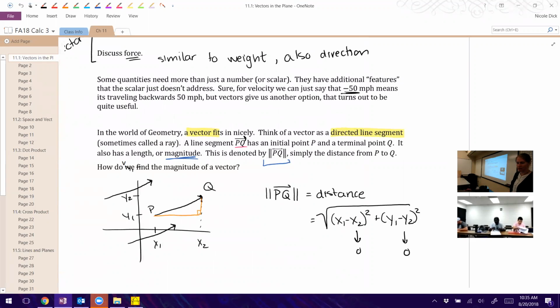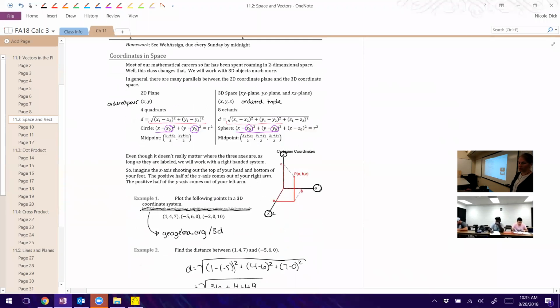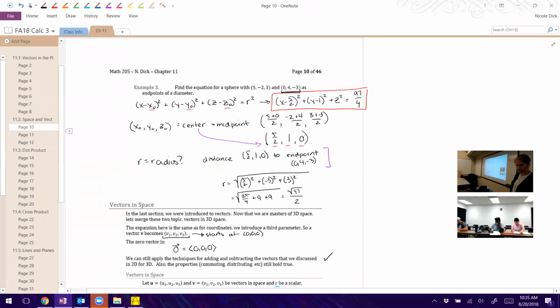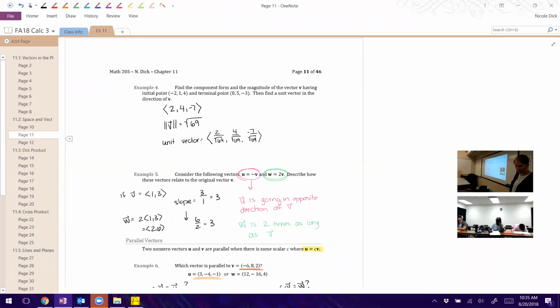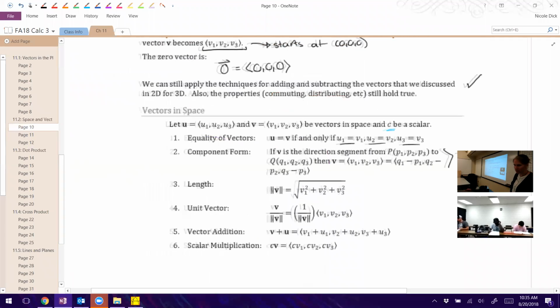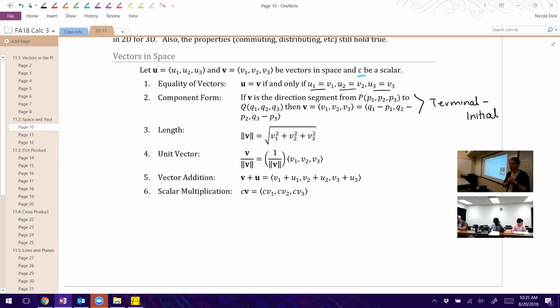But the idea was they are just another way of describing directions. On the bottom of page 10, we had a bunch of properties for working with vectors. I'm not going to go through all of them, but the idea is we can do math with vectors. They're really just ways of telling us sets of directions.